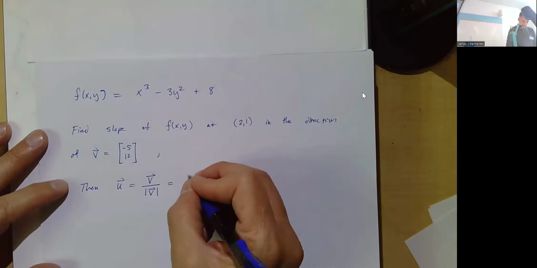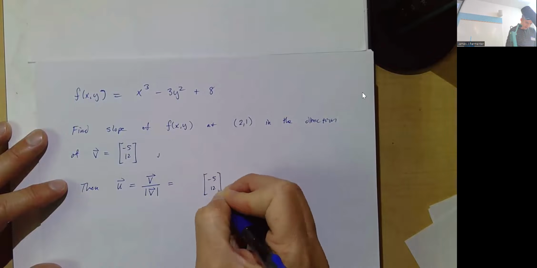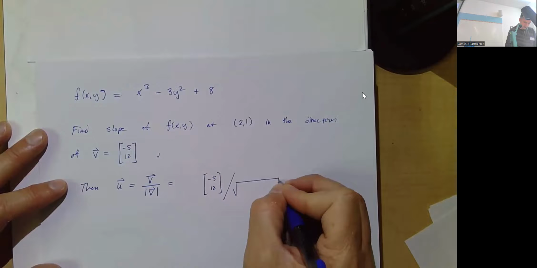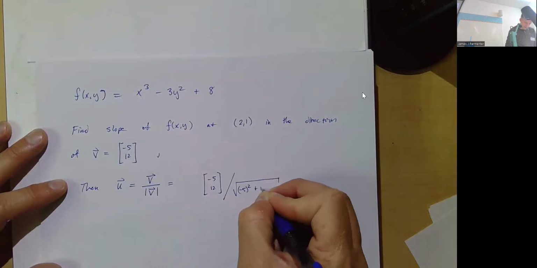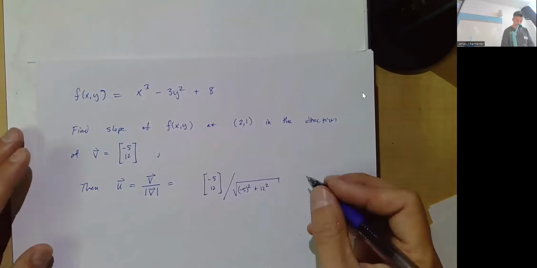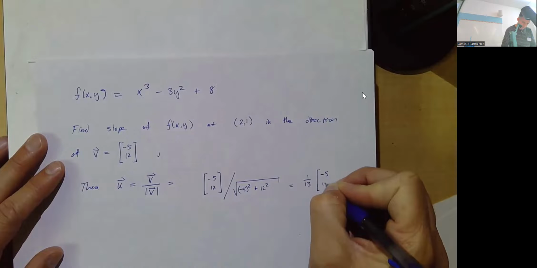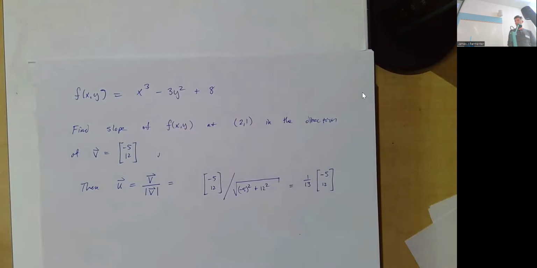So let's see, I'm going to get the vector -5, 12 divided by the magnitude, which is the square root of -5 squared plus 12 squared, which happens to be a nice integer number. 5 squared is 25, 12 squared is 144. You add them together, you get 169, and the square root of 169 is 13. So you're going to be getting 1/13 times -5, 12. And I would honestly leave that 1/13 out in front. I don't think there's any value really to distributing it in and writing my vector as -5/13 and 12/13.